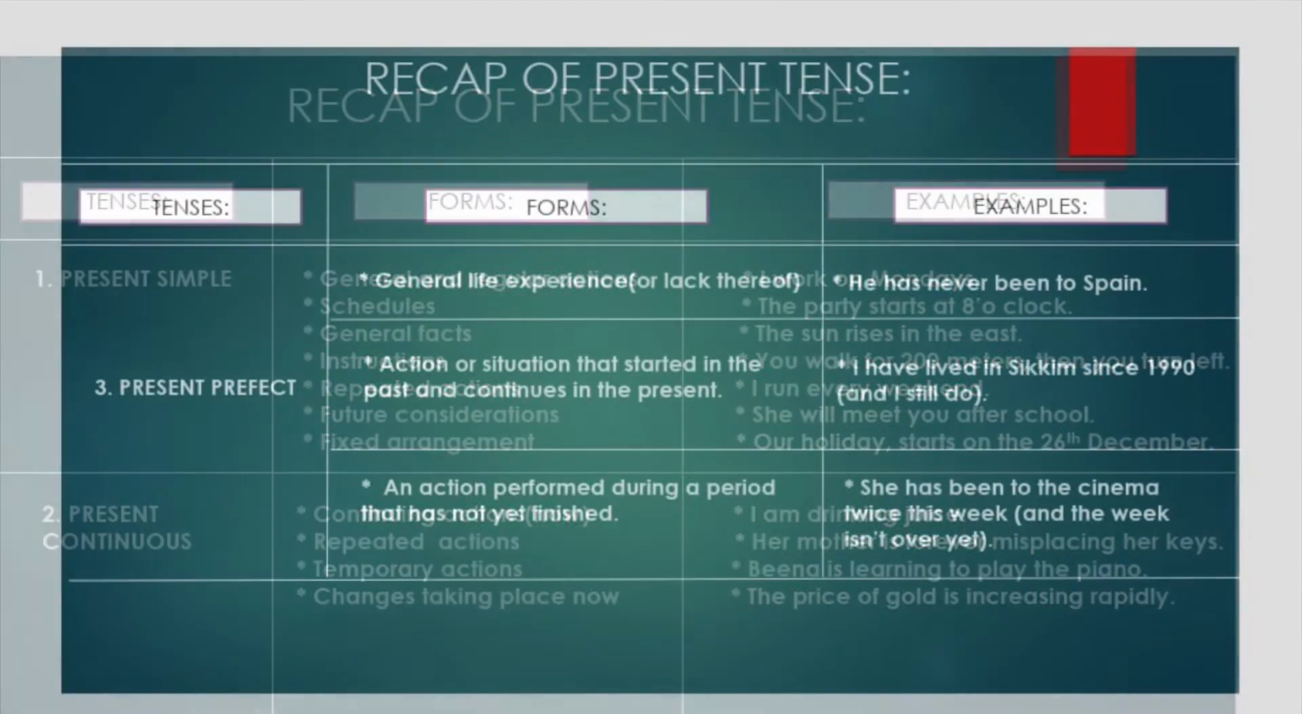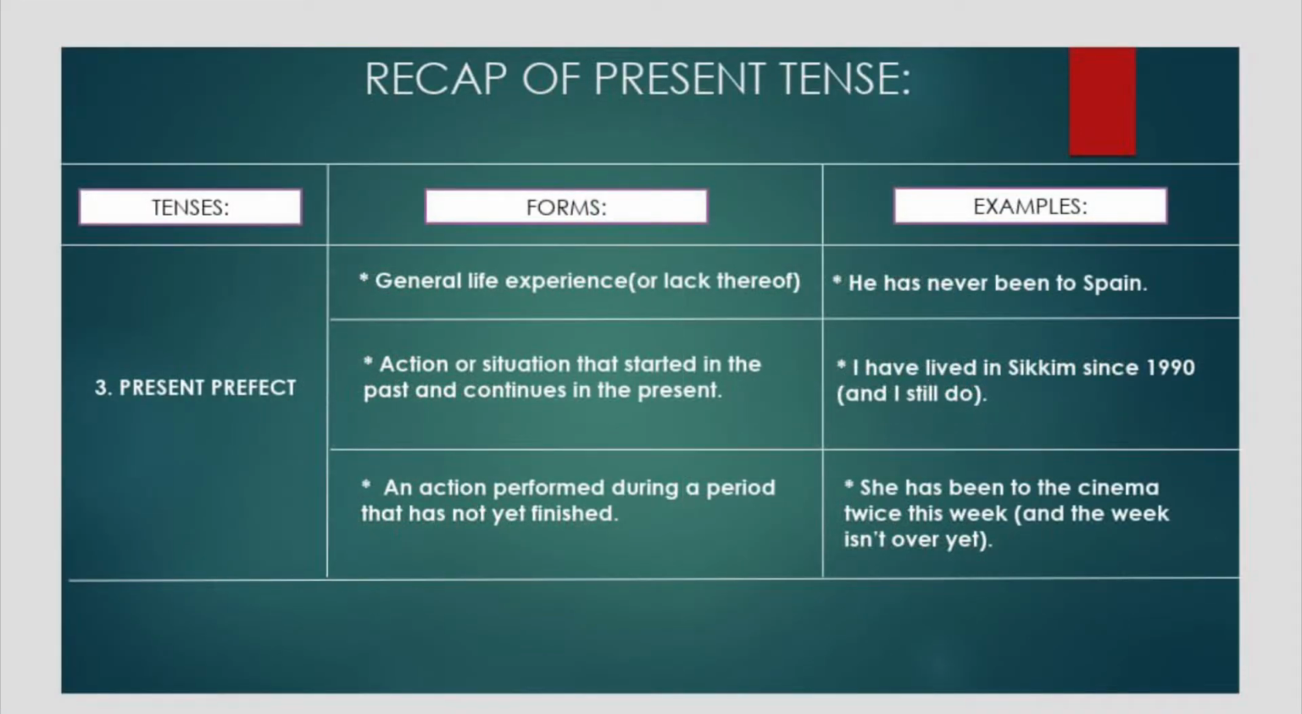Now the third type of present tense is the present perfect, and we come to see that it is used when we talk of general life experience or lack thereof, or when we refer to an action or situation that started in the past and continues in the present, and also an action performed during a period that has not yet finished. Now if you look at your right hand side, you will again see those examples.